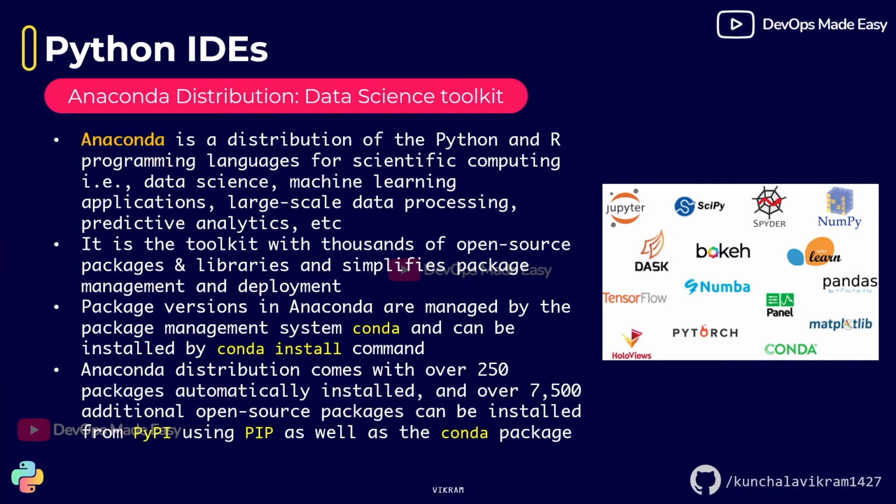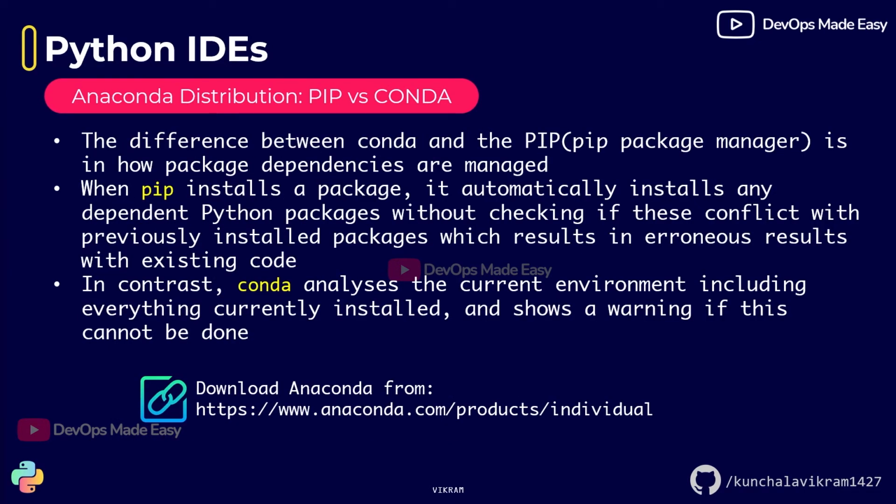So if you're coming from a Java background, we have Maven as a build tool, so that makes dependency management much easier for us. Similarly, in case of Python, we have pip. In case of data science, we have so-called Conda, which is a package manager similar to pip. So there is a difference between Conda and pip.